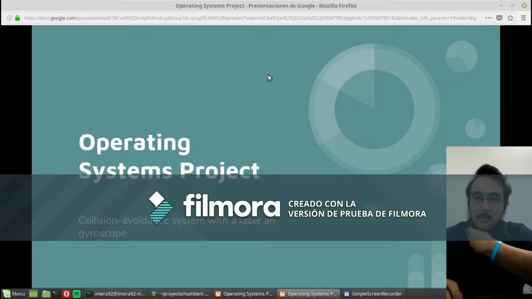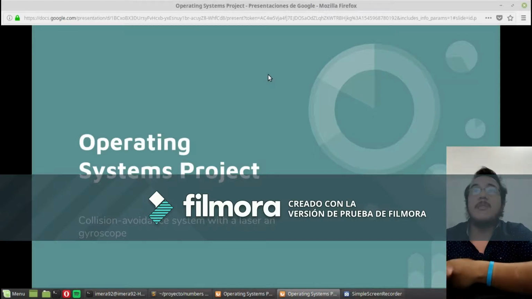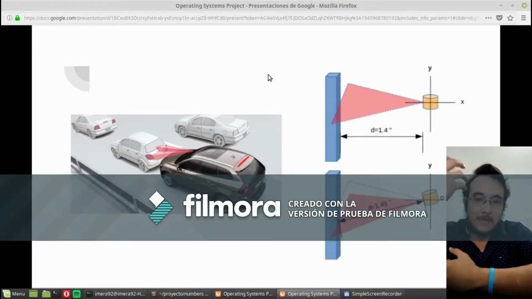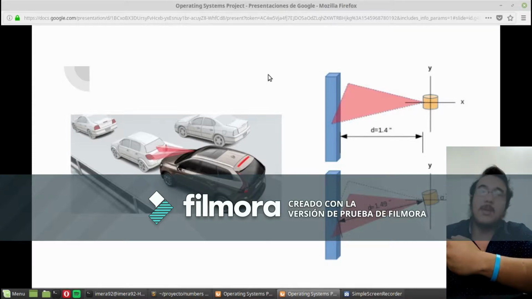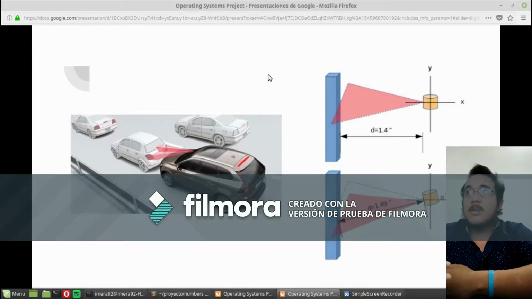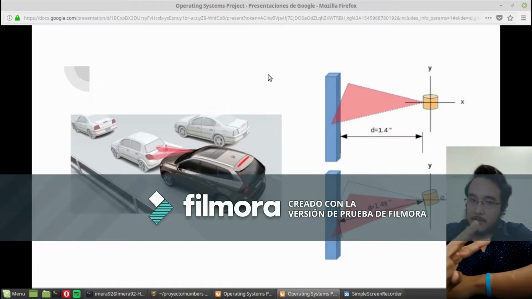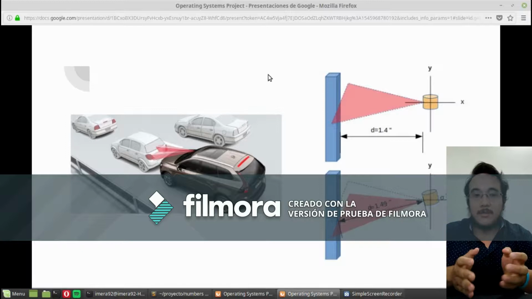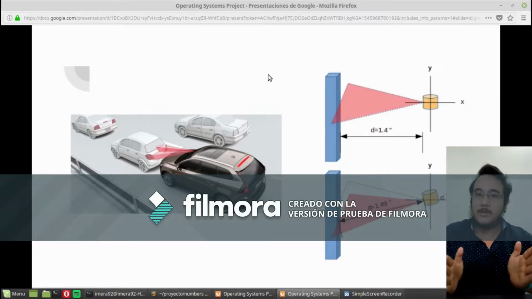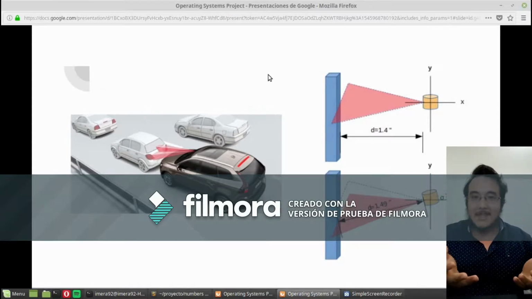So, for the problem at hand, the purpose of the system is to avoid one car colliding with the car that's in front of it. The system has two things. It has a laser device which can determine the distance between one car and the other.